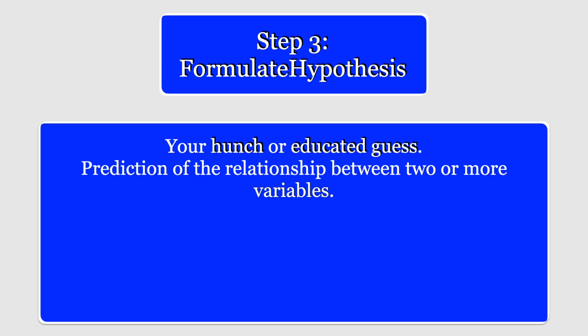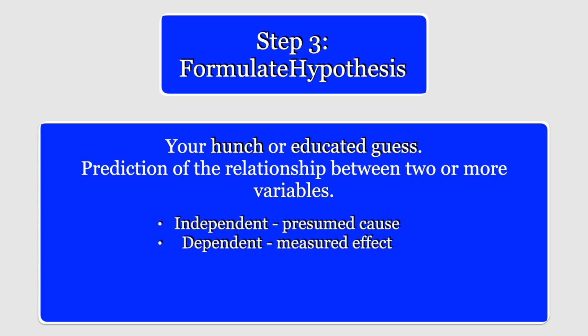Hypotheses are basically a prediction of the relationship between 2 or more variables. And to keep this simple, we're just going to look at a hypothesis with 2 variables. All hypotheses have independent variables and dependent variables. The independent variable is really the cause that you're looking at. The dependent variable is the effect that you're studying. So if A happens, what happens to B, right?